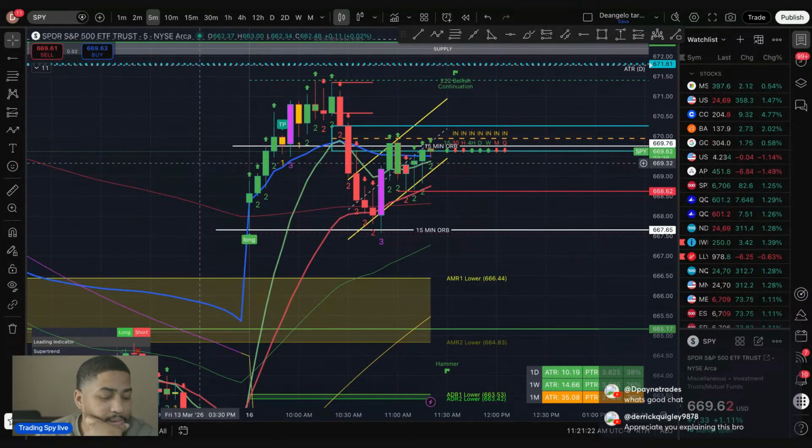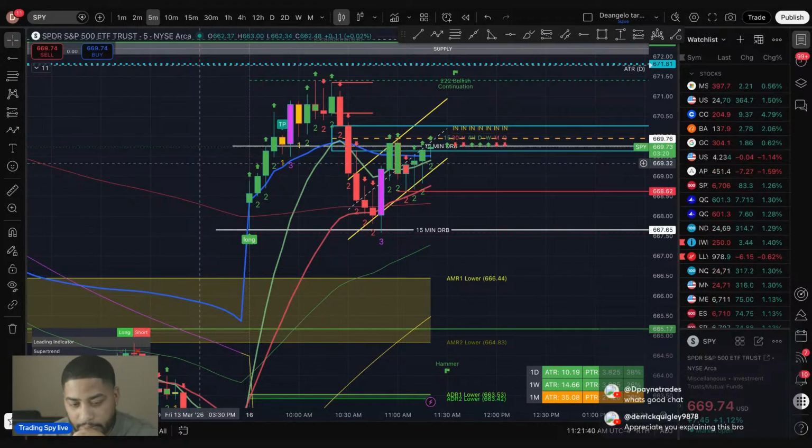Oh my God. Pissing me off. Looks like it's going to close this gap to the upside on the 5 minute and go run higher. That's what it's looking like. Yeah. I'm still in. Yeah. We are bullish, y'all.